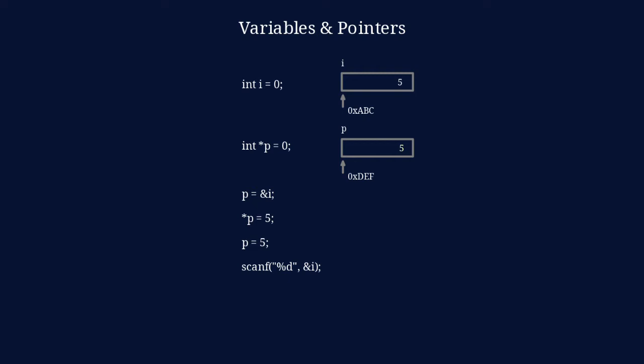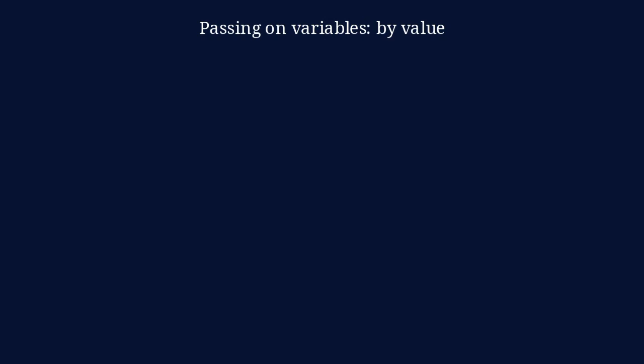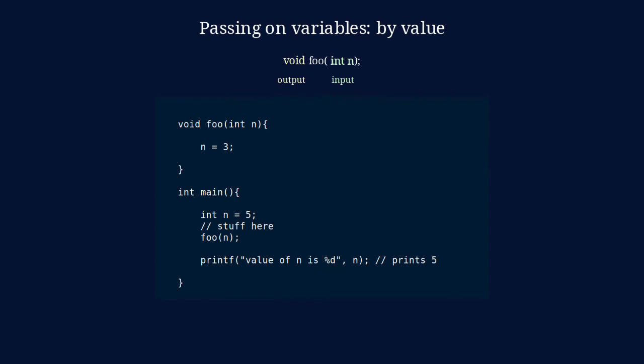Now, why do you give the address? Because when you have a function in C, you have basically two ways of passing on the variables, by value and by reference. Okay? So, if I have something like this, this would be the prototype of my function. Void would be the output, and then int n is the input. Here, n is passed on by value. So what that means is that inside of the foo function, I can take n and do whatever I want with it.